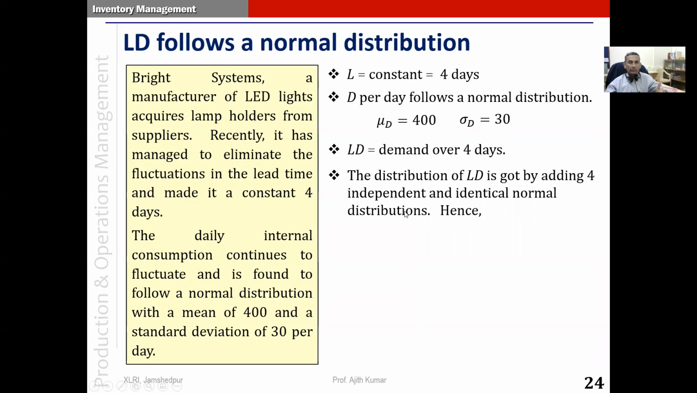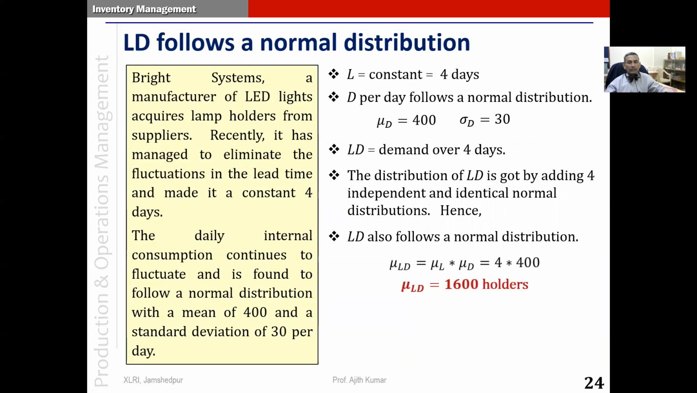The demand over 4 consecutive days, on each day it's a normal distribution with a mean of 400 and a standard deviation of 30. So if we are adding 4 normal distributions which are independent of each other and which are identical because they have the same mean and standard deviation, then what would we get? We would still get another normal distribution. So the lead time demand therefore follows a normal distribution. Okay, good. So what would its mean be?